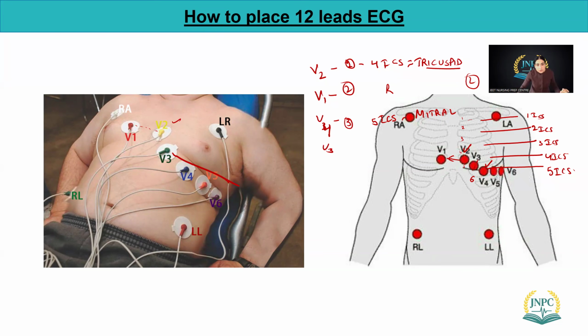Intercostal space. So that is done. V4, V3. So we are done with V1, 2, 3, 4. Now think about your V6 first. Okay, V6. And then we will see V5. So V6, where do we put V6?